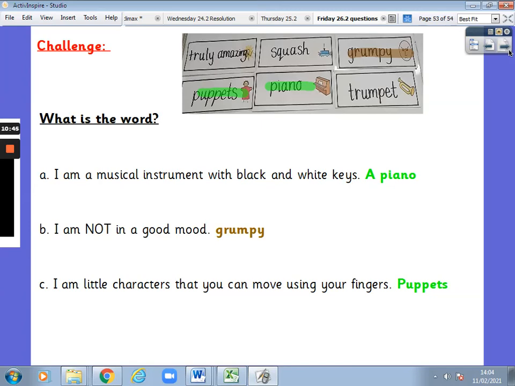B. I am not in a good mood. I am grumpy. Puffy was grumpy. That was a feeling. It is a brown word. It is a how word. How is he feeling?